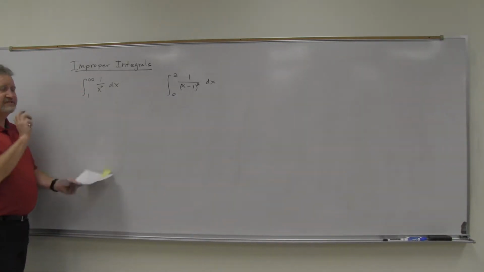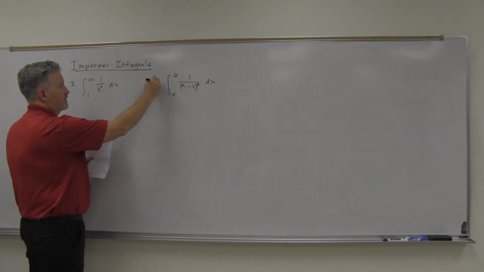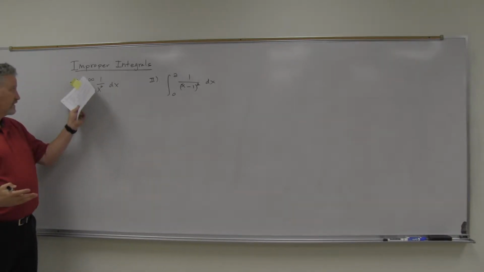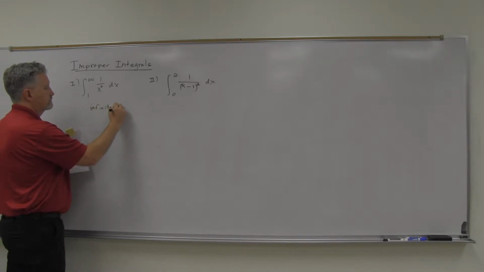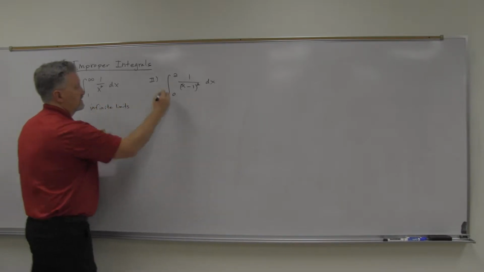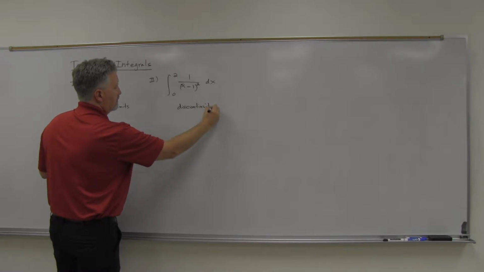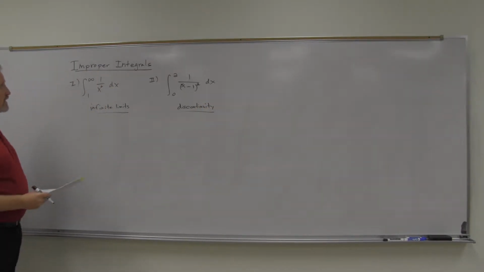So that's the two types of improper integrals that we have: this is type 1, and this will be type 2. Infinite limits, and integrals with a discontinuity. We're going to talk about both of those types as we go along today. We'll start with the infinite limit.